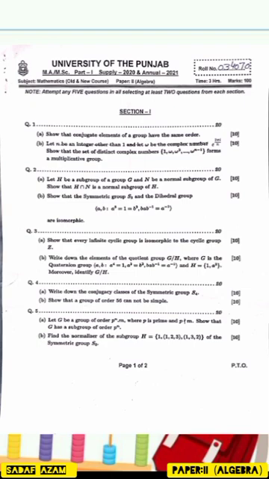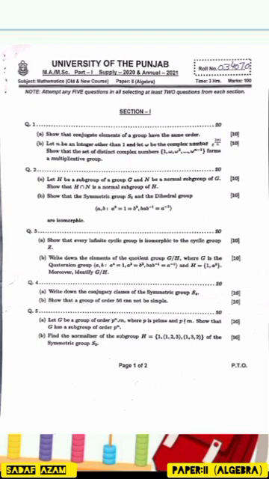Question number 4A. Write down the conjugacy classes of the symmetric group S4. B. Show that a group of order 56 cannot be simple. Question number 5A. Let G be a group of order p^n · m, where p is prime and p does not divide m. Show that G has a subgroup of order p^n.